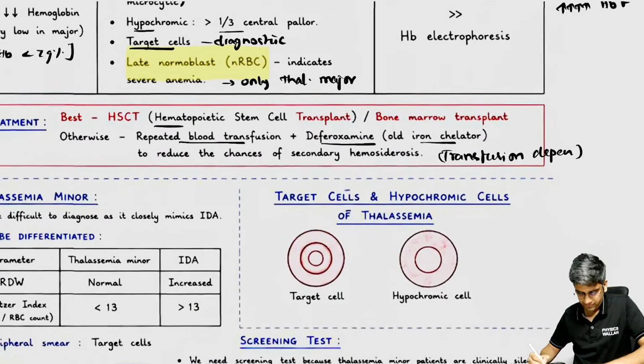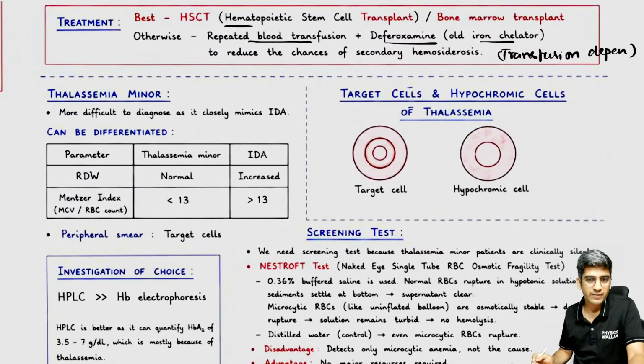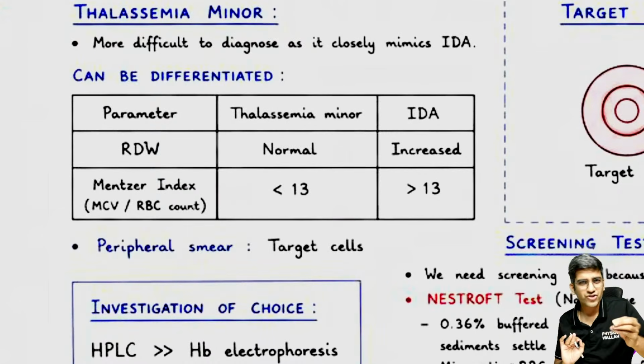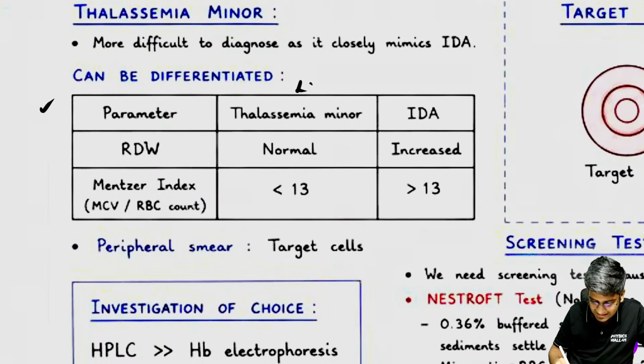Okay, perfect. Just a few words about Thal minor. Thal minor is a very close differential diagnosis of IDA. Instantly diagnosed, hemoglobin in the range of 11 to 12, right? This is how we differentiate Thal minor from IDA. Here it's very important. Thalassemia, right?